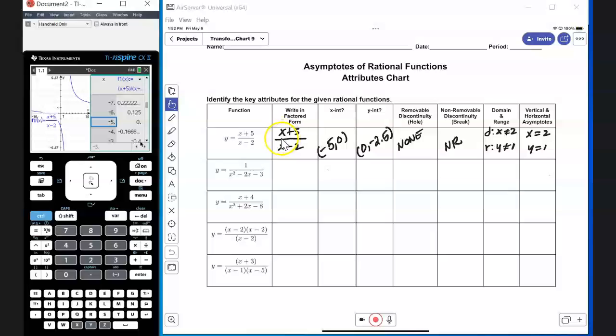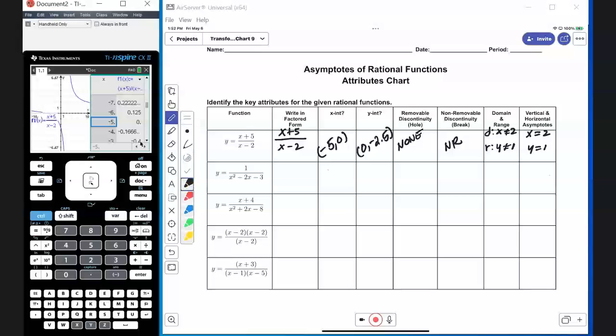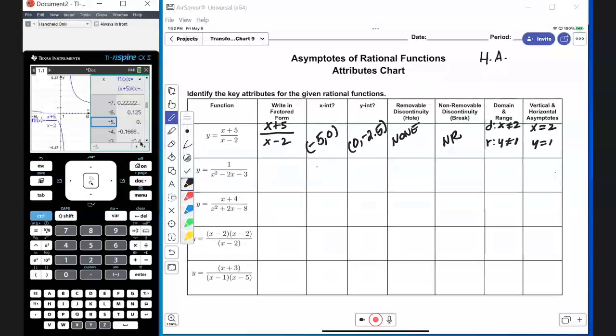Remember how to find the horizontal asymptote? Can I have your attention? You see the numerator? What's the highest power? 1. Look at the denominator. What's the highest power? 1. So how do you find the horizontal asymptote? It's going to be x over x. So y equals what? 1.